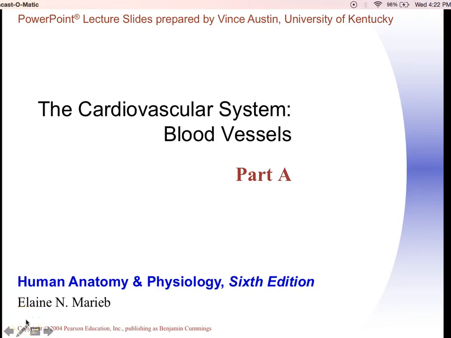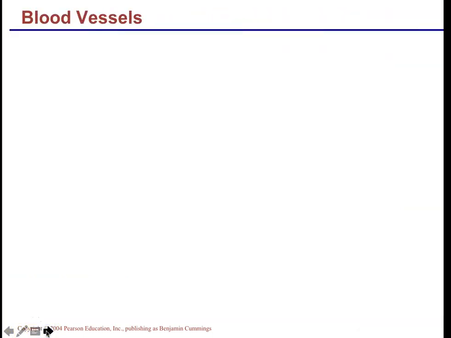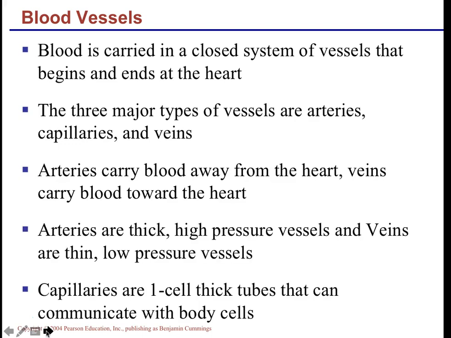And now back to the cardiovascular system, the last topic, blood vessels. So here we go. Arteries are going to be the high pressure conduits of blood away from the heart, and veins are going to be the low pressure conduits of blood to the heart. And the capillaries are going to be the blood vessels that connect the two.